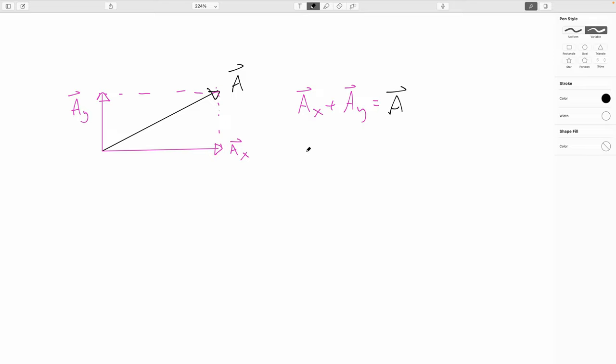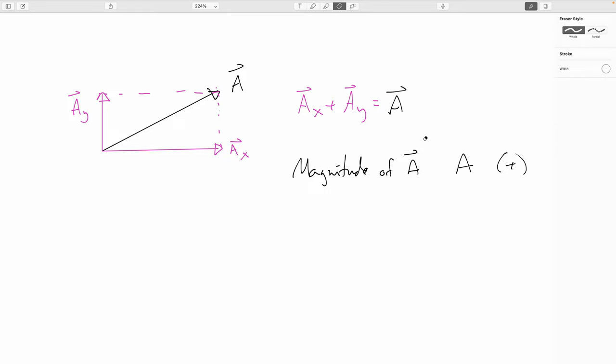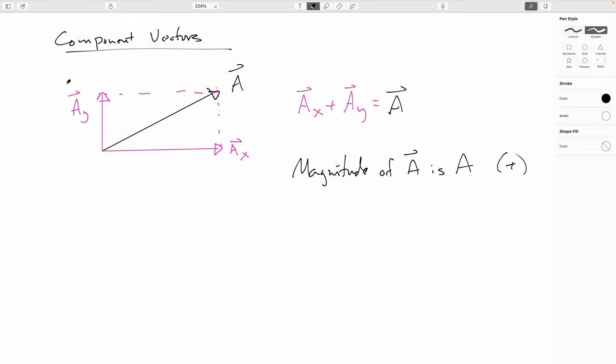All right, and again, just as a reminder, the magnitude of my vector A, we would just write as A, and this is always a positive number, because the magnitude just means the length of the vector. So these vectors here go by the special name of component vectors. As in, these are the components you need to add this up. Now, this is not the same thing as the related and confusingly named concept vector components, which you'll use much more. Component vectors are sort of a bridge to that.